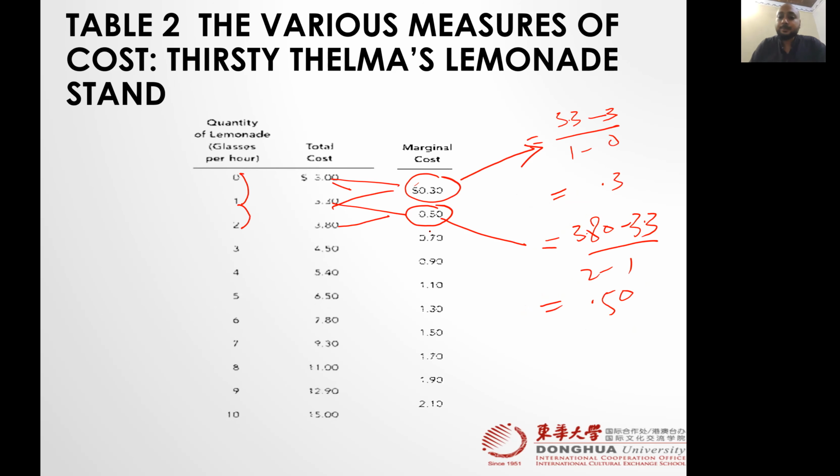All right. If I ask where 2.0 is coming from: change in total cost, new value is 15, old value is 12.9, divided by the new value of quantity of output 10, old value was 9. Answer is going to be 2.10.